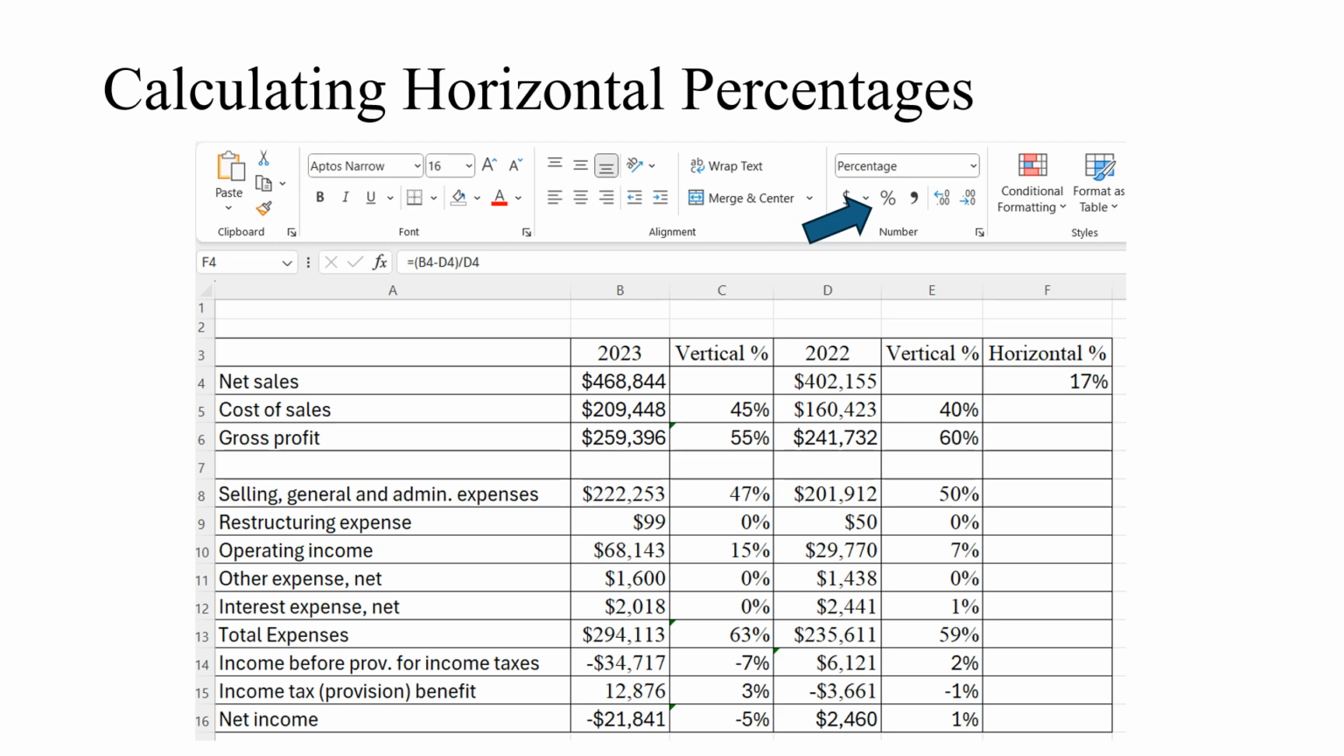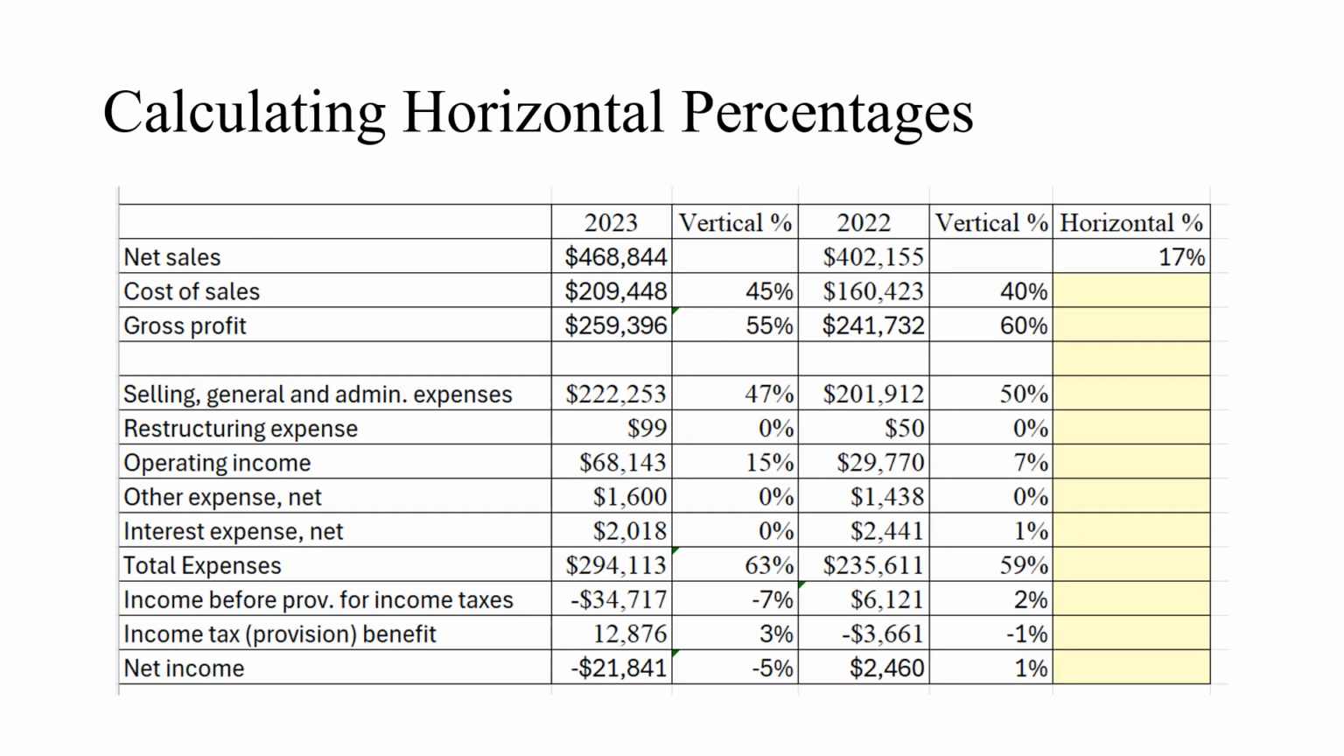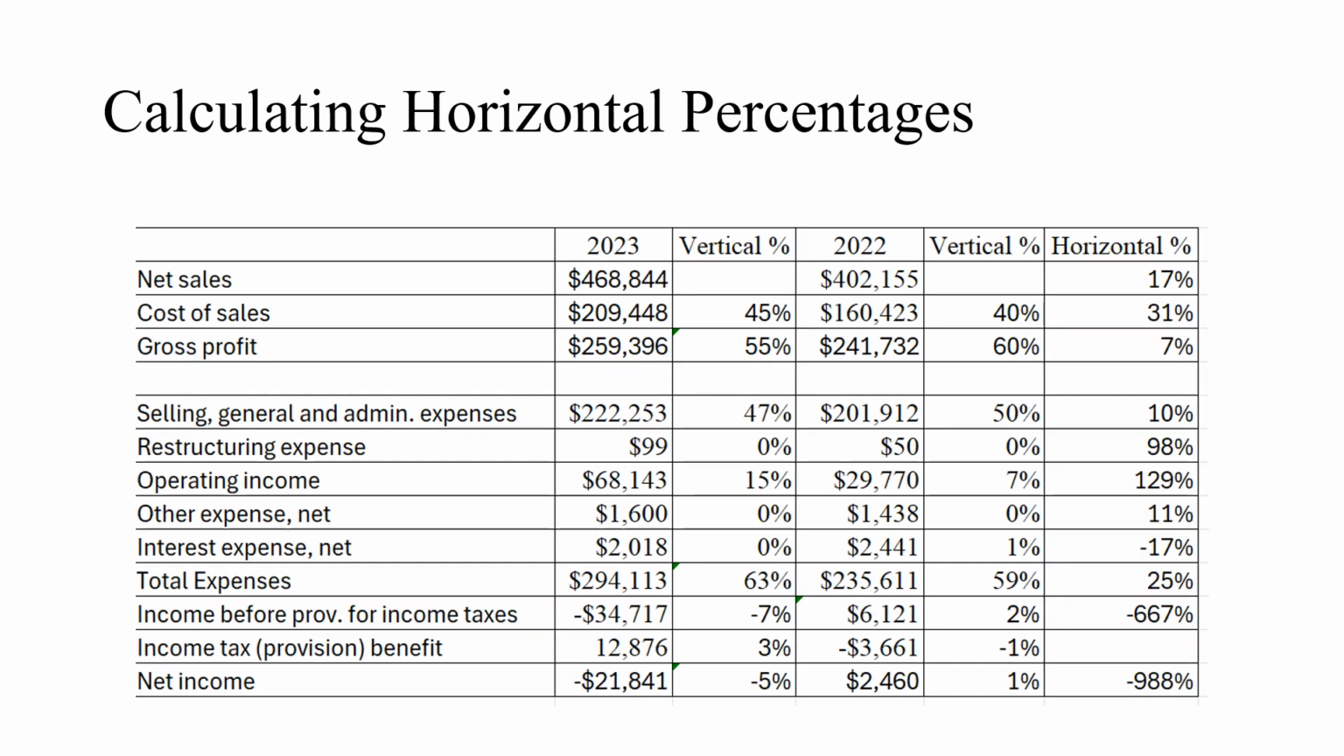Now, I've got the first one done, and the good thing about doing these horizontals is it goes very quickly from here. I simply copy the original box for the horizontal, the one that has the 17% in it, and I simply click on it and copy it, and then I paste it down through the rest of the boxes here that I have highlighted, and of course it drops those numbers in. So now I have the horizontal numbers comparing 2023 to 2022, and it is that simple.